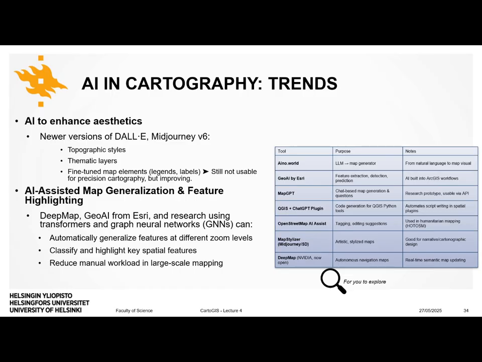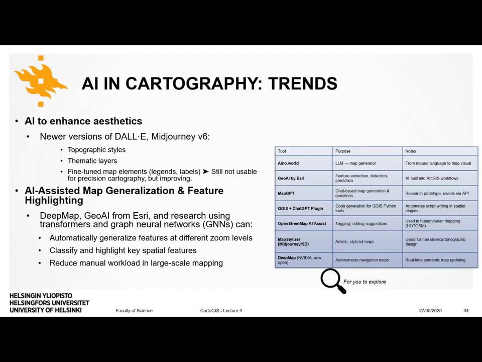There is also AI-assisted map generalization. It's more on the GIS side than cartography, but for instance, in ArcGIS, we have this GeoAI toolbox where it can help you with data classification, data generalization, a number of things. So it contributes to your cartography process. A number of these things have been automated using AI already, and it can help you reduce the workload, especially with larger scale mapping.